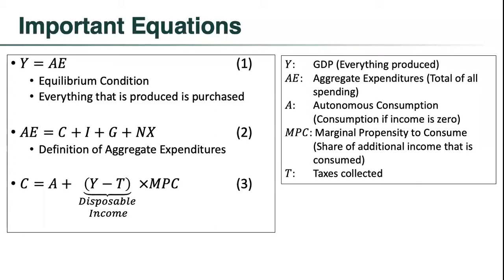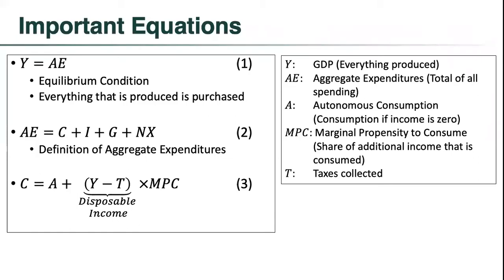Basically what we're going to do is talk about these three equations described here. We're going to manipulate them a little bit until we end up with just one single equilibrium condition. Equation one is the equilibrium condition we talked about earlier: everything that's produced is purchased. We've got the definition of aggregate expenditures, and then how we like to describe consumption is equation number three. We do it in terms of A, which is autonomous consumption, and disposable income, that's just how much you receive maybe from your job minus the taxes, multiplied by your marginal propensity to consume, which you should remember from your previous lecture.